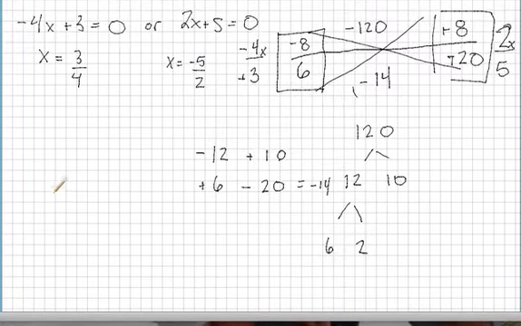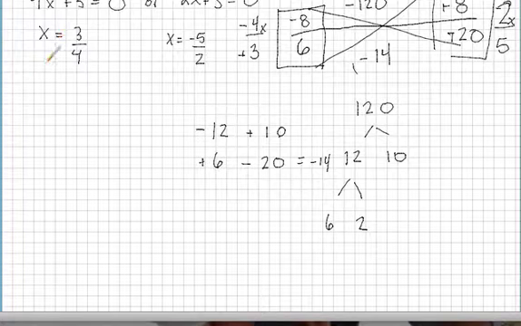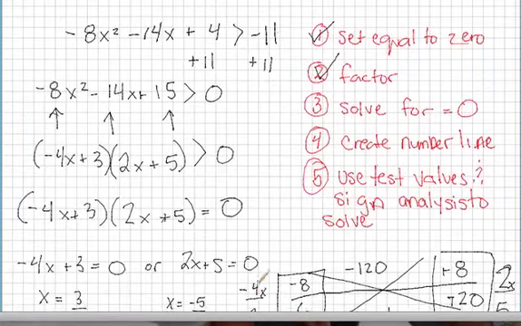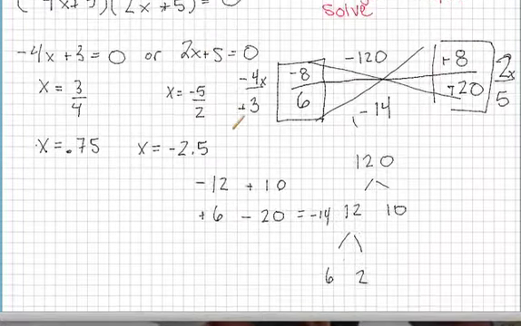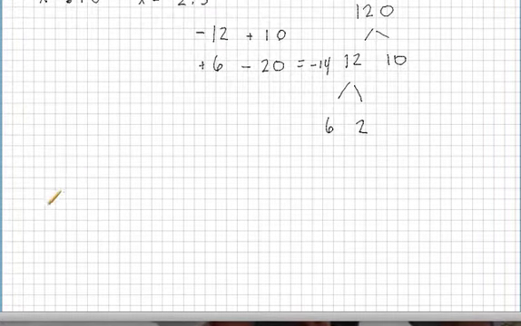If you want to rewrite this in decimal form, as it's given in your answer at this point, that's perfectly appropriate. So we'll get x equals 0.75, or negative 5/2 is equal to negative 2.5. That's step number 3. Step number 4 is we're going to create a number line. So let's go ahead and do that down here.